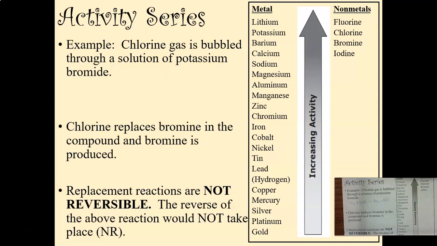So that's how you use that activity series. Chlorine can replace bromine in that compound and bromine is produced. Replacement reactions are not reversible. The reverse of the reaction could not take place because bromine could not replace chlorine. See? Bromine cannot replace chlorine. So that's why these single replacement reactions are not reversible.